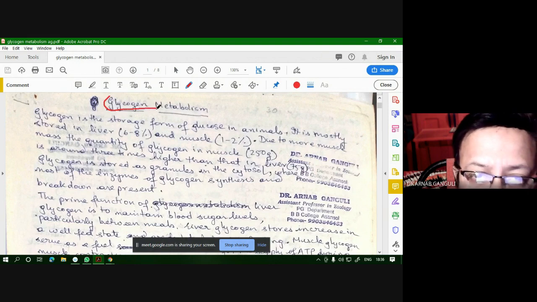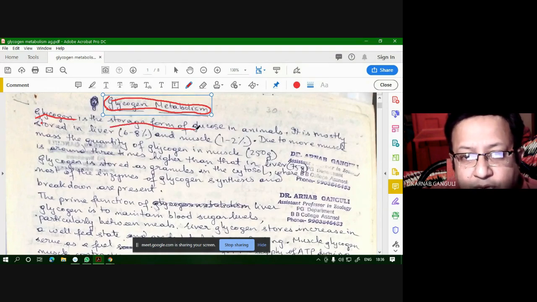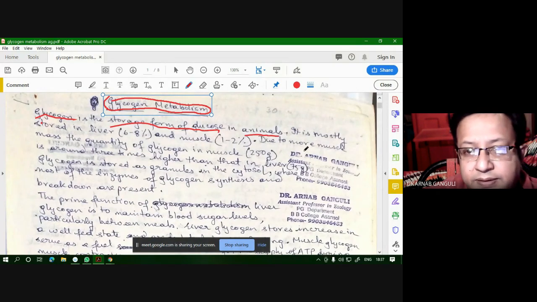So we will be talking about glycogen metabolism. So you know that glycogen, it is the storage form of glucose in animals, and it is stored in the liver 6 to 8% and skeletal muscle 1 to 2%. So the quantity of glycogen in muscle is around 250 grams, and that in liver it is 75 grams.